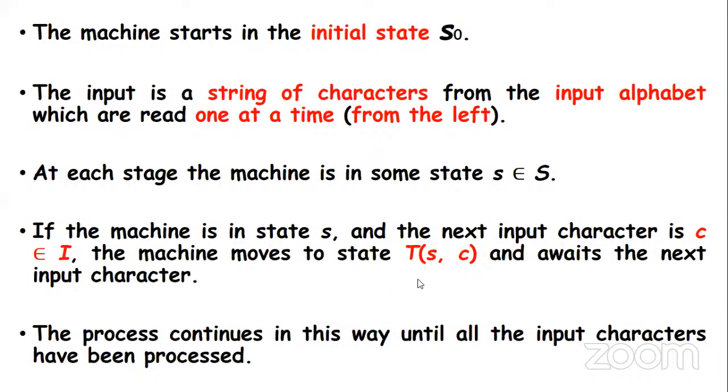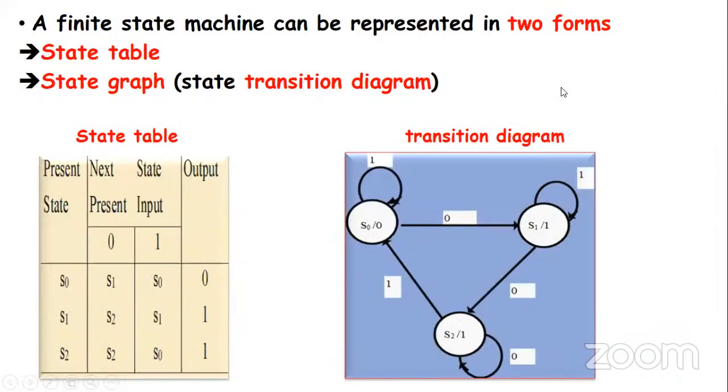So if the machine is in a state, that means you move from state to state and await the next input character. The process continues in this way until all the input characters of I have been processed. That's when you stop expecting any input to make you move from state to state, right? So moving on.